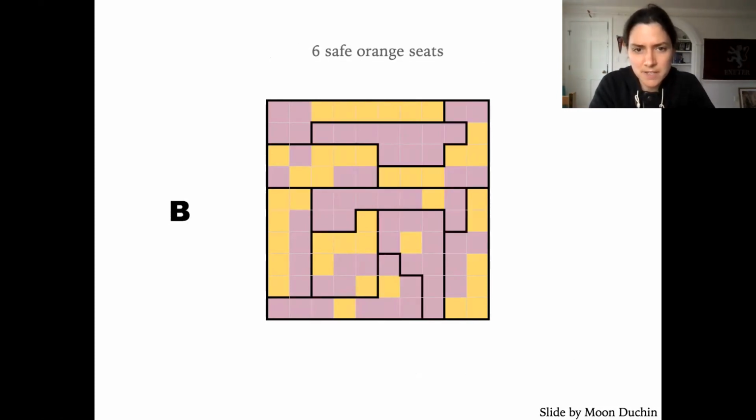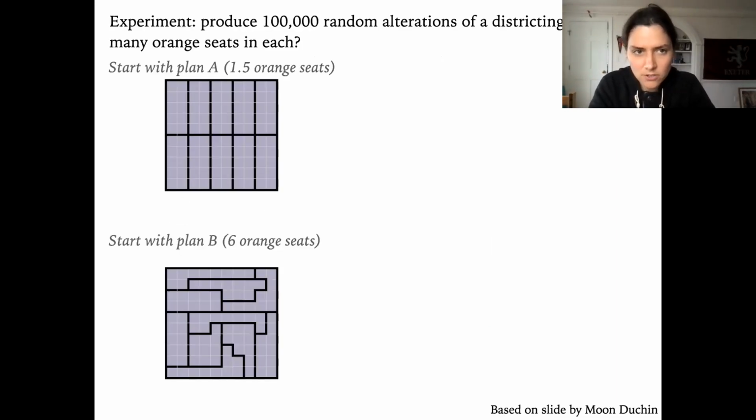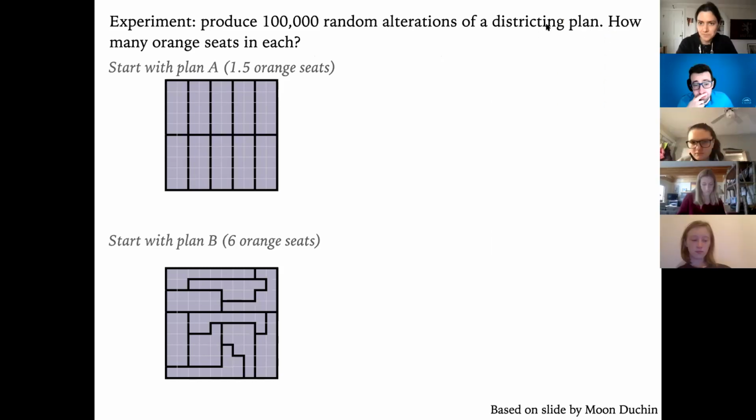And here's plan B. This is sort of a North Carolina type aesthetic. Here there are 6 orange seats. So there are six districts where orange has a majority. I think, good job, orange. So here's what we do. We start with plan A and we want to see, is it an outlier? Is this reasonable?